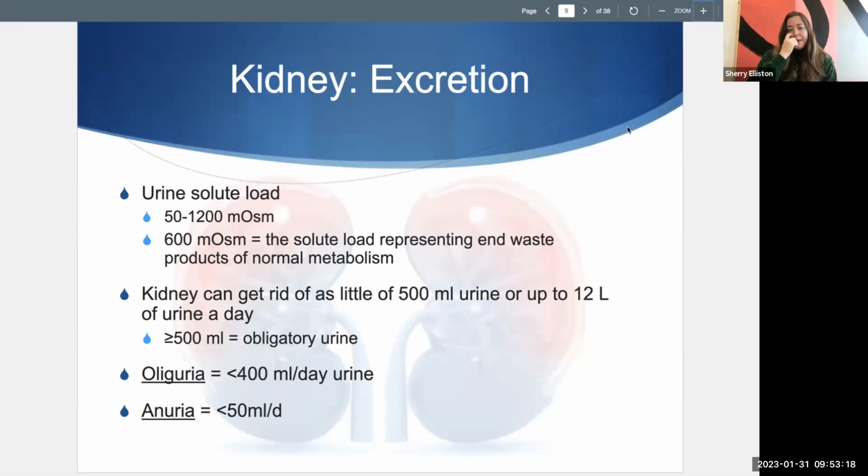So the urine solute load is measured in milliosmoles. That is a load that represents end waste products of normal metabolism. End waste products, so what would that be? Urea, for example, the end waste product of the metabolism of protein. The kidneys can get rid of a little bit of this urine solute load or a large amount. It's very varying day to day. What happens in kidney disease progression is that you start to make less and less urine. So know these definitions.